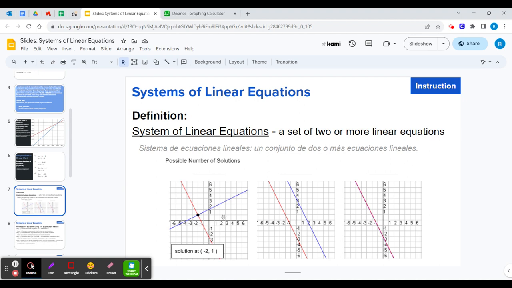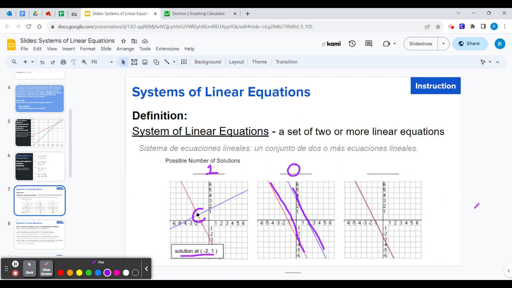So there's 3 different possible number of solutions here. The first one is when we get an intersection. If we get an intersection, we're going to have one solution. And you can see down here for this graph, we have an intersection at negative 2 and 1. And so our solution is negative 2, 1. Okay, we can also have an instance where there's no solutions. Notice how the red line here and the purple line and the blue line never cross. Okay, they're parallel. That would be an example where we have no solutions.